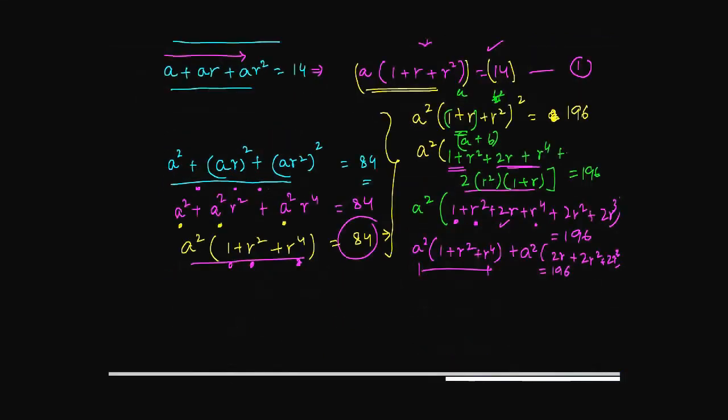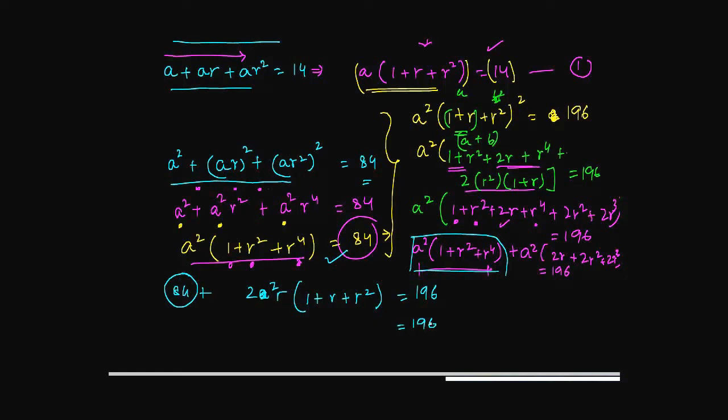We know that the value of this is how much? 84. 84 plus, can we also write this as a square in any case is there, can we take 2r as common from inside? Then you are left with 1 plus r plus r square is equal to 196. This 84 moves to the other side, so you get 196 minus 84.